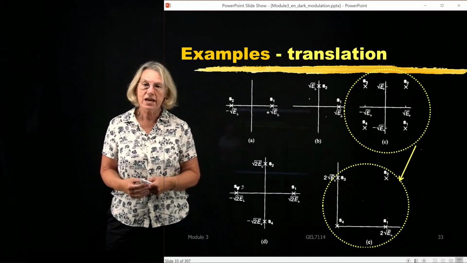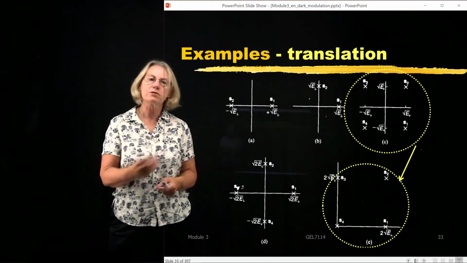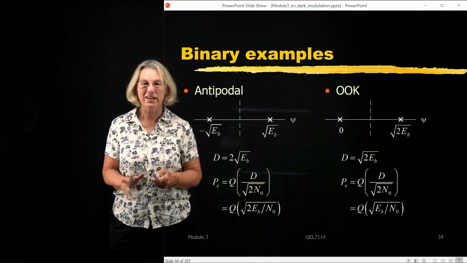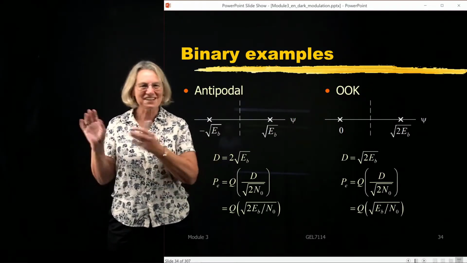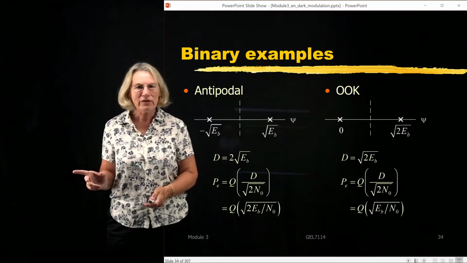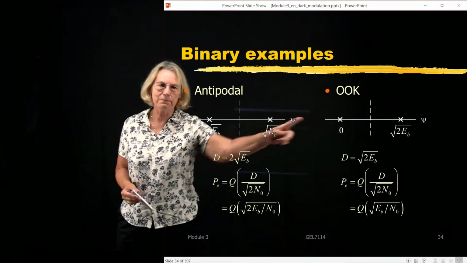What happens when we rotate? What happens when we translate? And we'll start with this quaternary example as making it kind of simple. So before we go on to the quaternary, we're going to start again with the binary. Just remind you of what we've already done. We've already done this analysis of antipodal and on-off keying.